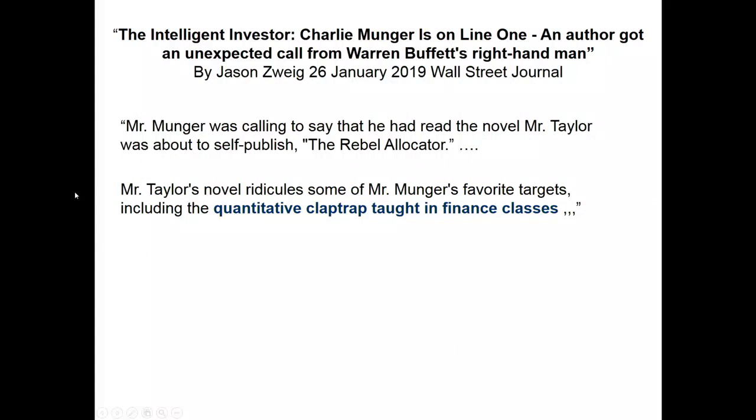The other point he made in that same interview, in a different article, is that he'd read The Rebel Allocator, and he liked it because it ridicules some of Mr. Munger's favorite targets, including the quantitative claptrap taught in finance classes. And I think it's an important point. There's a lot of quantitative analysis that you have to bring, but there's also a lot of qualitative analysis that you have to bring to make a good investment, as you're finding out in lithium. It's not all about just discounting the cash flows. You have to make particular judgment calls. That's the nature of the qualitative analysis you have to do, which I'll be showing you in a minute.